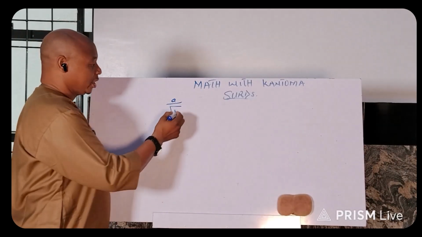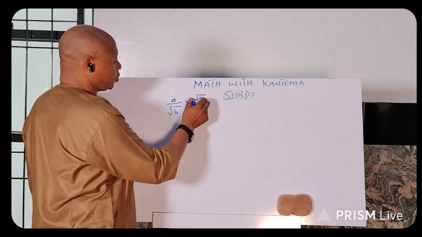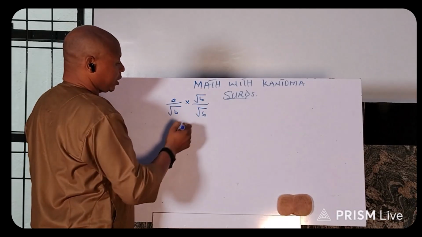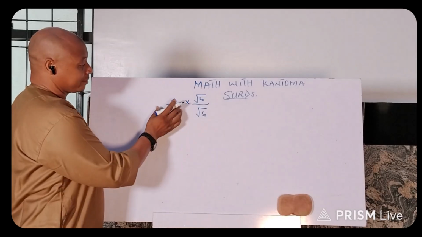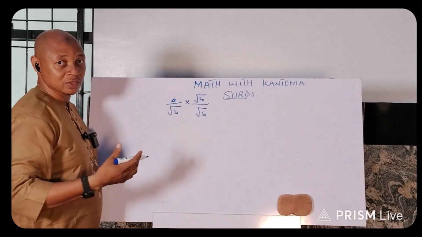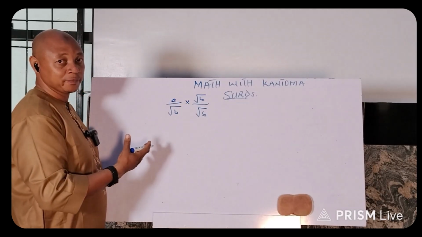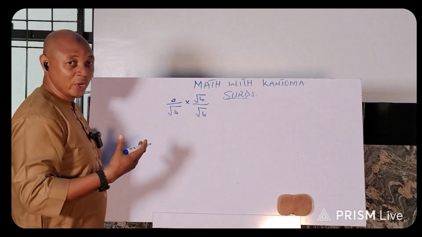And how do we do that? We simply multiply the denominator over the denominator. You will believe with me that root b over root b is the same thing as 1. And 1 times this entity is the same thing as this entity. So mathematically, I didn't do anything. But I want to achieve something.